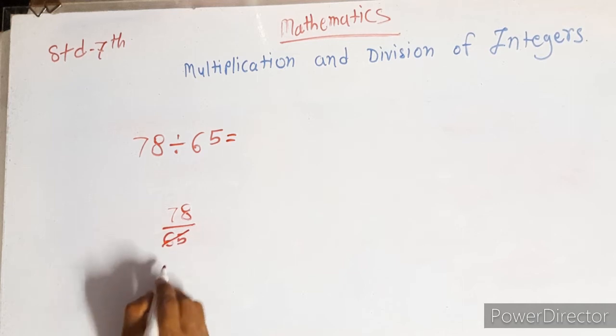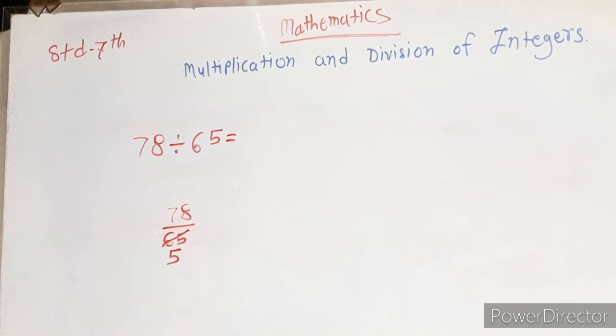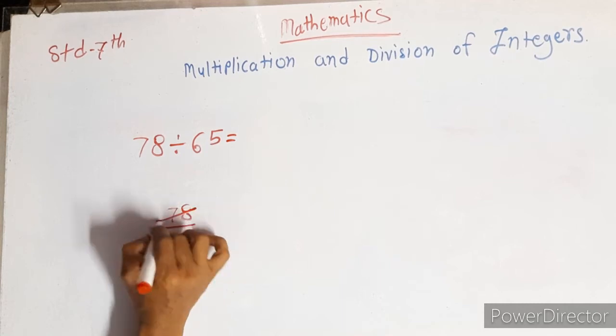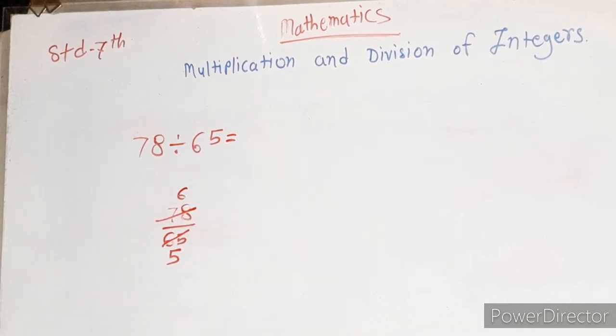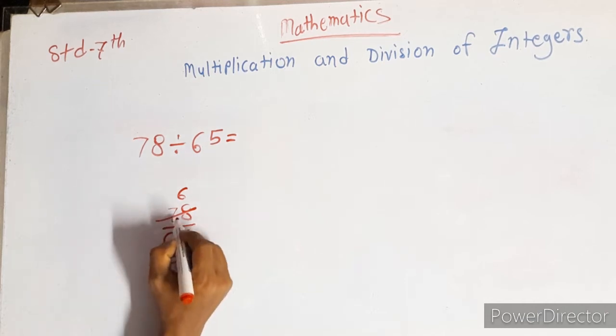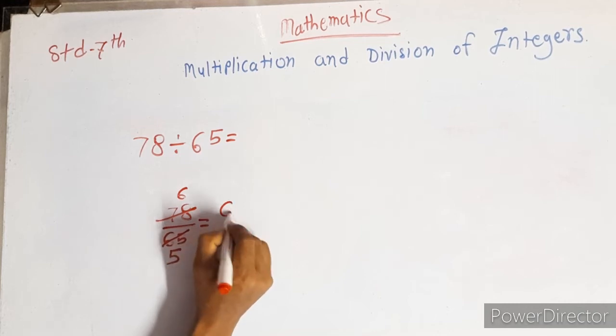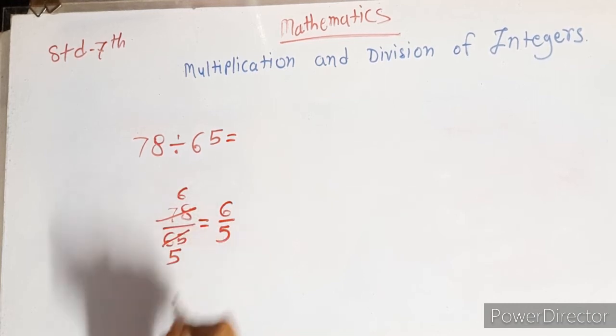Now 65 divided by 13. 13 fives are 65, 13 sixes are 78. So 6 upon 5.